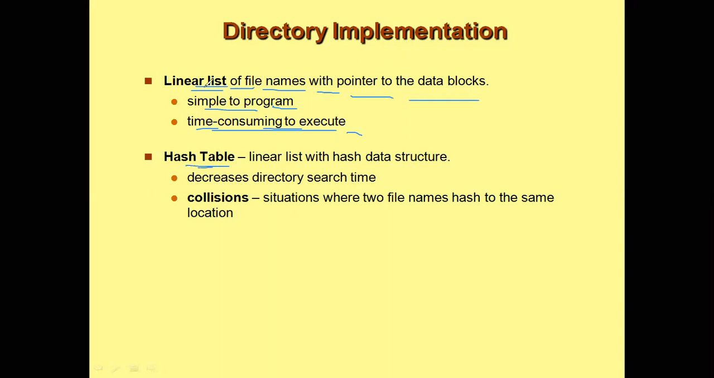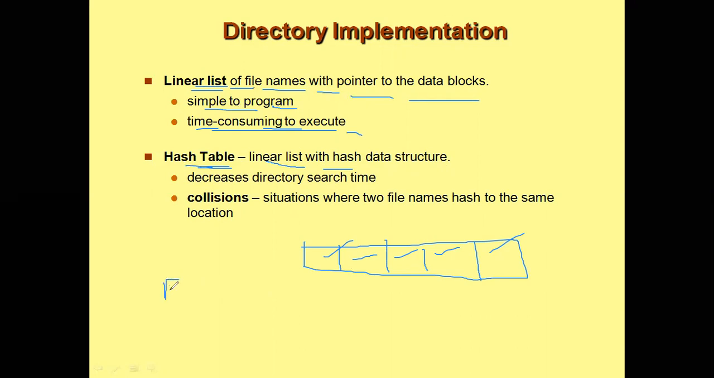To overcome the problems of the linear list, we can introduce a hash table. So a hash table also has a linear list with pointers to each of the data blocks, but then we have a hashing function here. For example, you have a list, and each of the files is stored in each of the blocks. So if I have to search for a particular file, then what will I do using a hash function? I'll take the name of the file and perform a hash function on it.